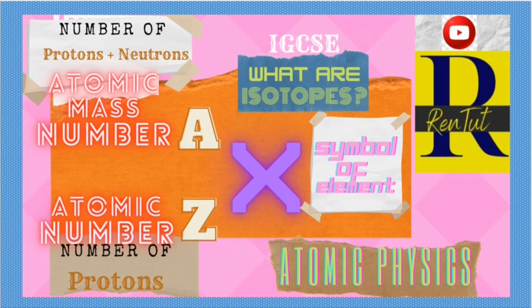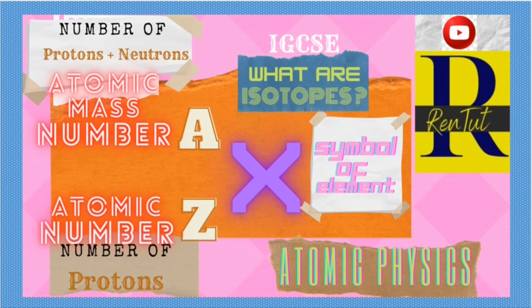So this is Rennie, and welcome to the IGCSE video. This is basically atomic physics, and we will be understanding how the elements are arranged in the periodic table, but we will be concentrating more on atomic mass and atomic number in order to understand what is an isotope. So let's get into the video.